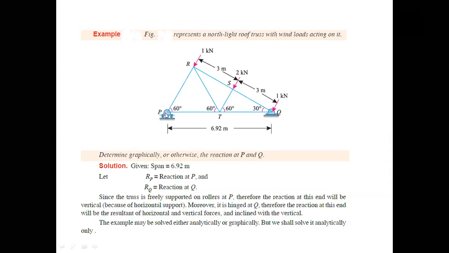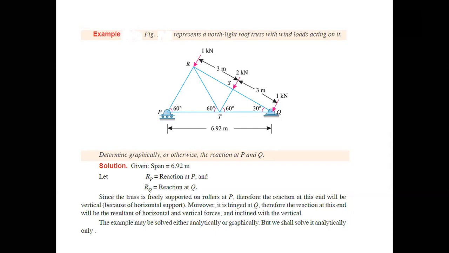In a roller support there will be only one reaction, and in a hinge support there will be both reactions. You have to remember it. If there is a roller support, then there is only one reaction, that is the vertical reaction, perpendicular to the roller axis. And if there is a hinge support, then there are two reactions. One is in the horizontal direction and the other is in the vertical direction.